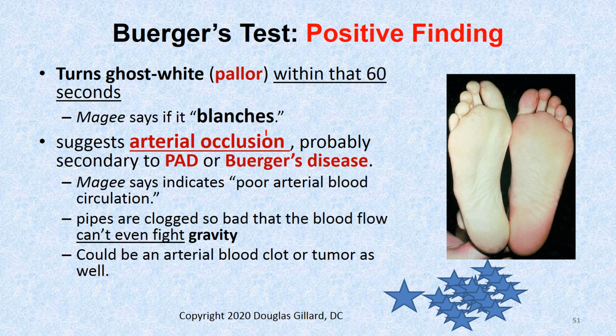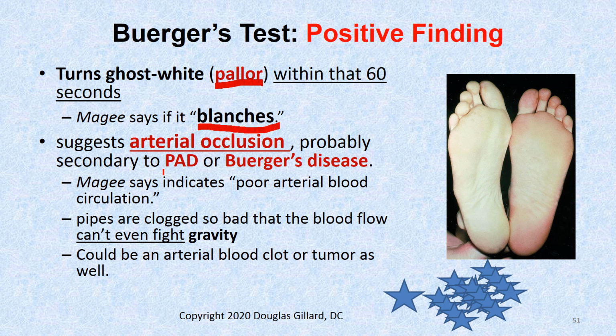Okay, Magee calls it blanching instead of pallor. Bates and Seidel call it pallor. So watch out for that. They're both board books. Blanching means to make it white, so they're both the same. So watch out for that AKA.